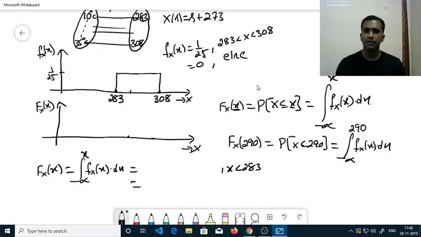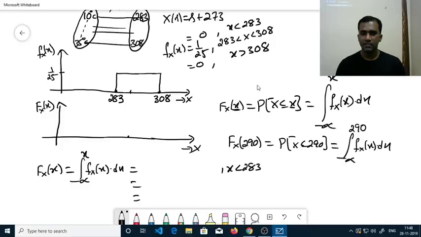You should write the equation much more clearly. Fx of x equal to 0 for x less than 283, and it is equal to 0 for x greater than 308, right? So there are 3 equations for this. So let me deal with this function. Let me do this integration in 3 different regions.